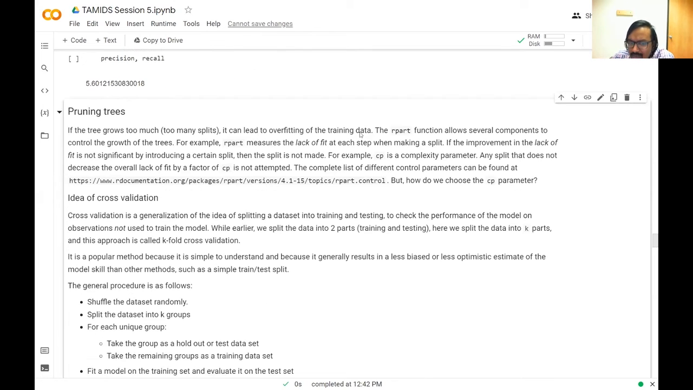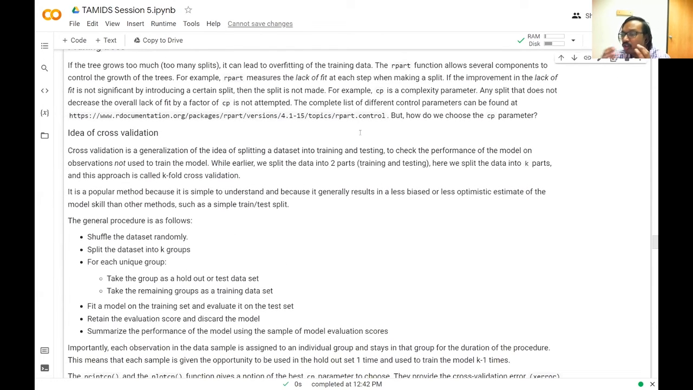And this gives rise to the idea of cross-validation. The idea of cross-validation is how to choose this parameter CP that controls the overall tree structure. So this CP parameter is also called a hyperparameter. And based on the choice of the hyperparameter, the trained model is going to be different. Now, what is cross-validation?